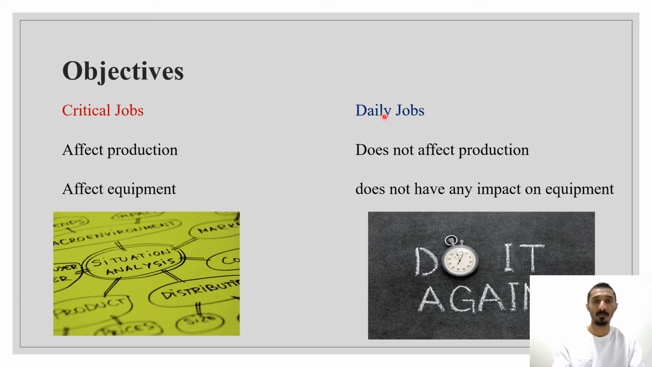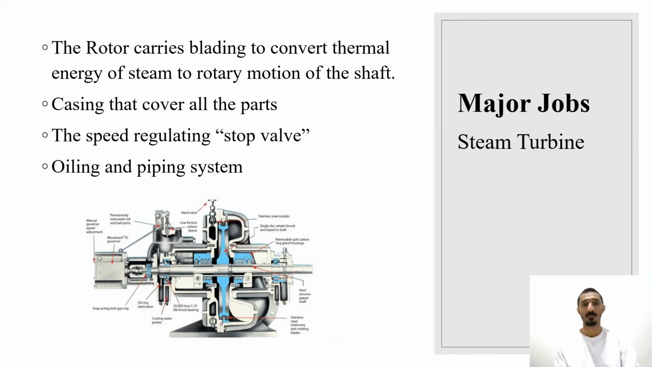On the other hand, we have daily jobs. These daily jobs are minor jobs. They do not affect the production line and do not have any impact on the equipment or on the area around this equipment. For example, if we have a relief valve to be removed or installed, this relief valve does not affect the production line, and the surroundings of this relief valve are usually not a critical area.